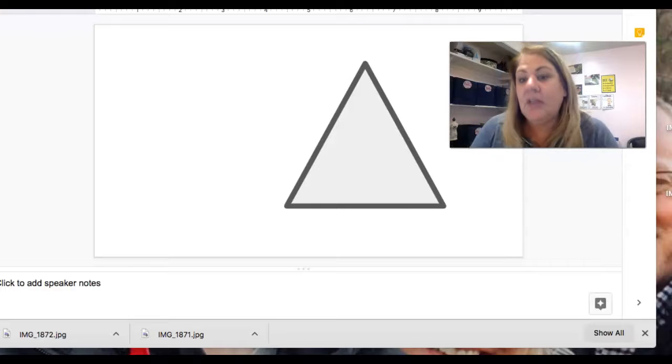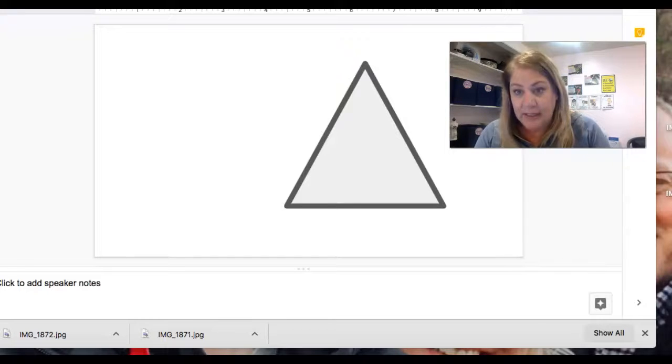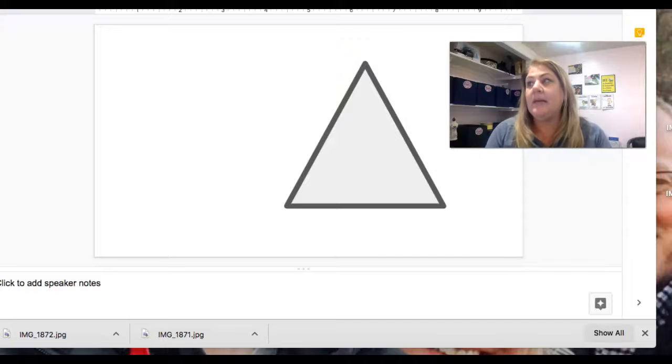So the first one, I want you to look at this triangle right here on the screen and imagine that it's a piece of cheese. And you need to share it equally with someone else. Equally, of course, we talked about last time, is one half is exactly the same size as the other half. This takes up the same amount of space.